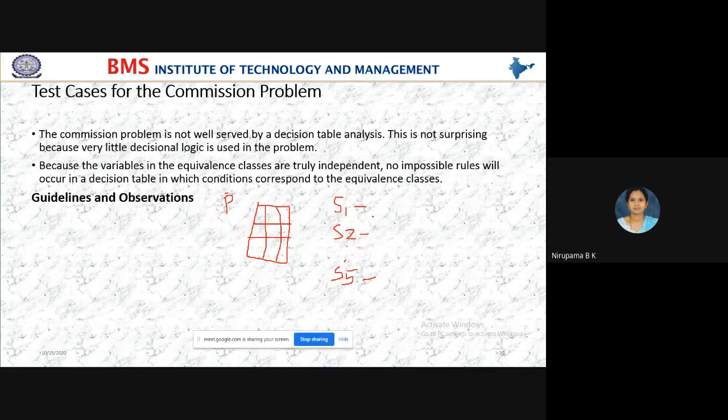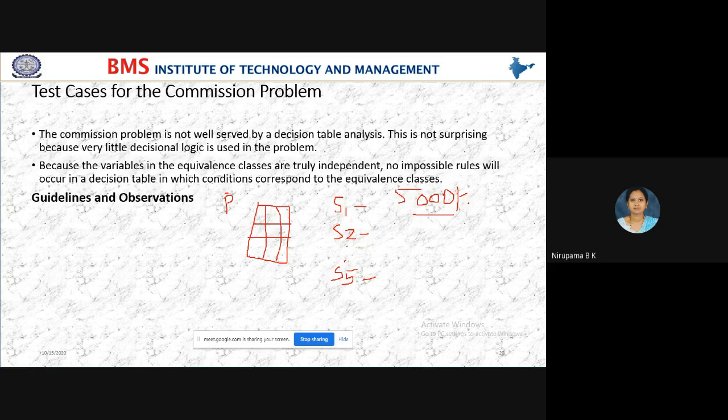Suppose I tell the salesperson that however much you sell, the commission will be fixed. That is 5,000 rupees. If I tell this to them, then they think that however much I work, anyway I am going to get only 5,000 extra. They may think like that, and they may not put in more effort.